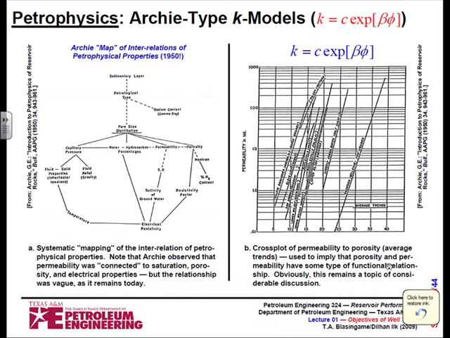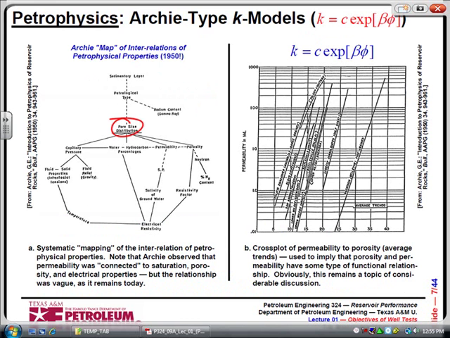Now, this fellow by the name of Archie, those of you who had me for Petty 311, we're going to cover everything he did in 10 seconds. Ready? Pore size distribution controls everything. It controls capillary pressure. It controls the fluid interactions and the fluid behavior. Then we have the water saturation and hydrocarbons. We have the electrical resistivity. We have permeability. We have porosity. And then we have different things that can be taken from that.